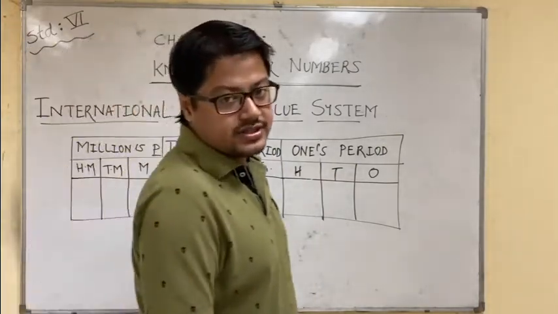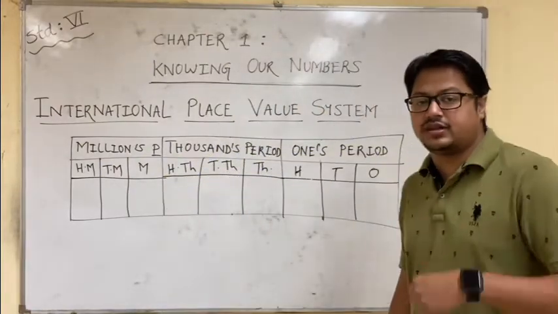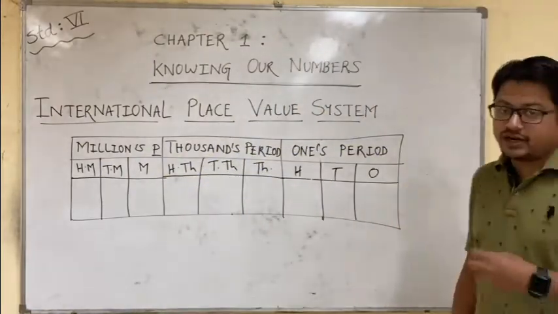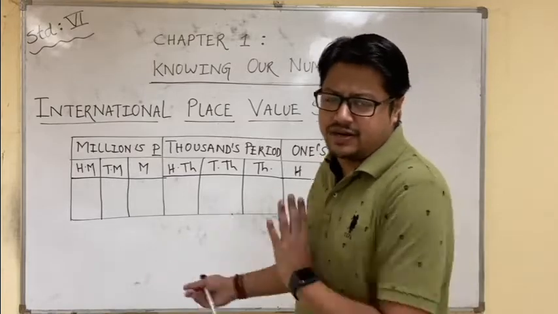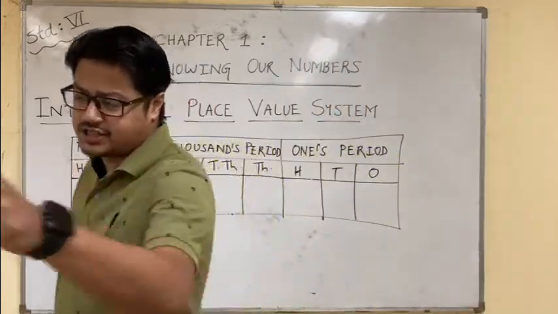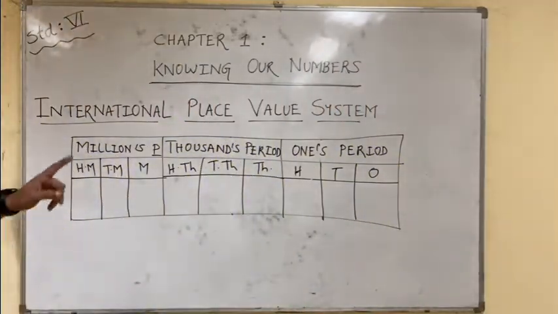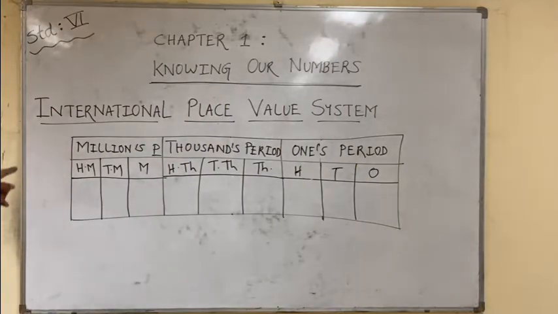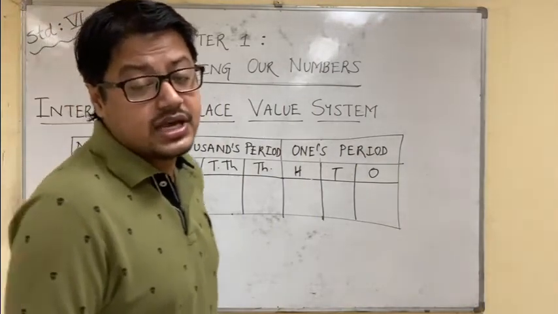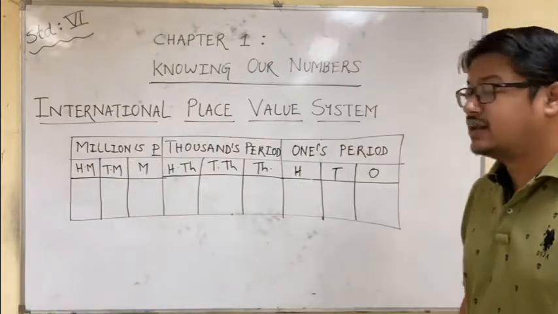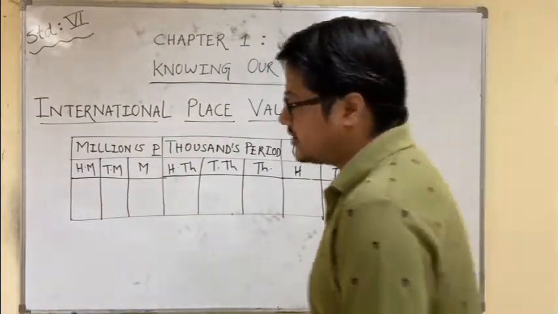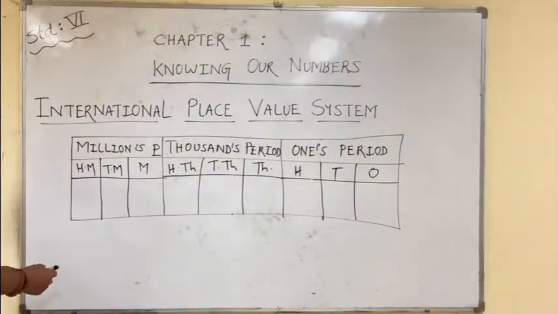The international place value system has 3 periods: ones period, thousands period and millions period. All the periods have 3 places. Ones period has 3 places: ones, tens, hundreds. Thousands period has 3 places: 1,000, 10,000, 100,000. Millions period also has 3 places: millions, 10 millions and 100 million. Correct students? Now let us take a basic example.